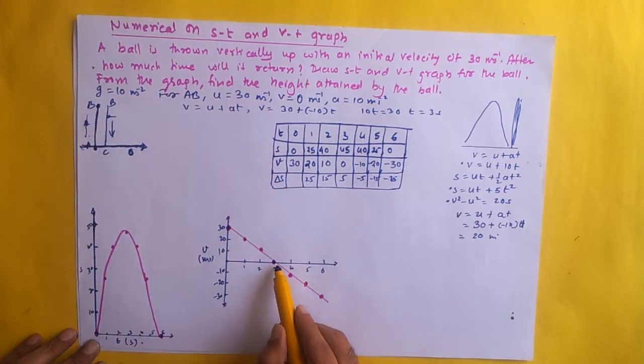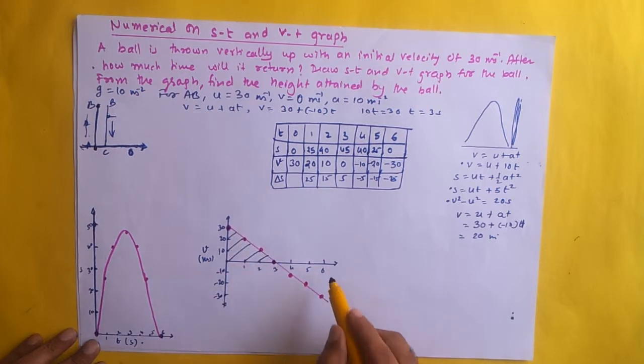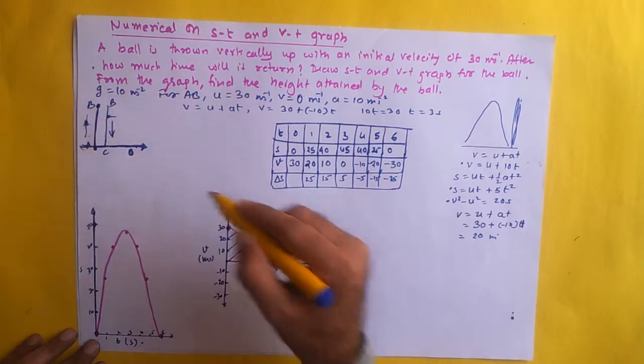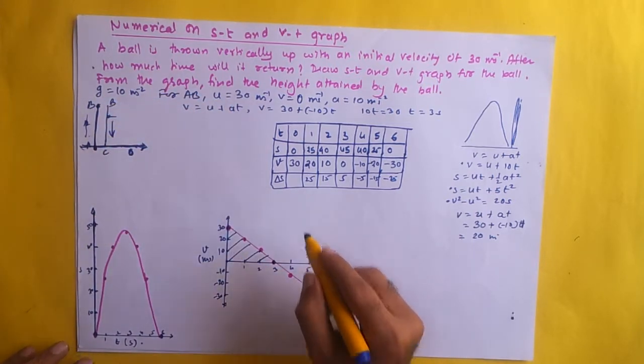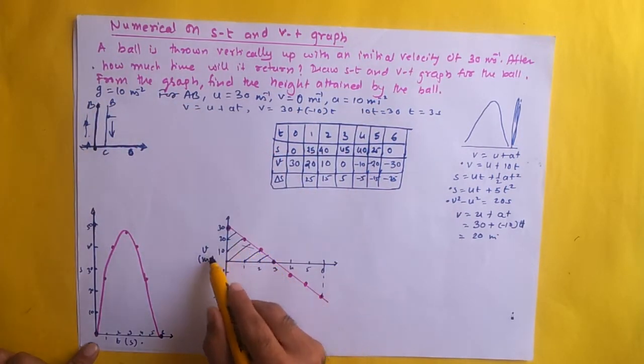And the A to B journey is only this part. So I need to find out the area below this particular graph, only this much. If the entire distance had been asked, from A to B and back to C, then I would have found out this entire graph, this plus this. But since I have been asked to find out only the height attained, that is only half the journey, I am taking this particular part.